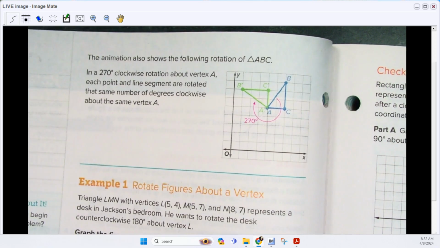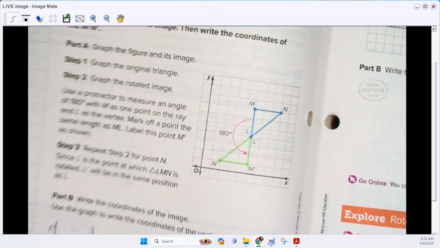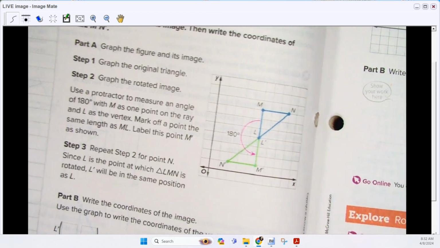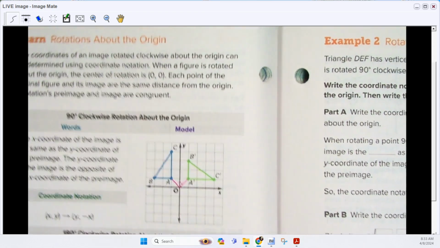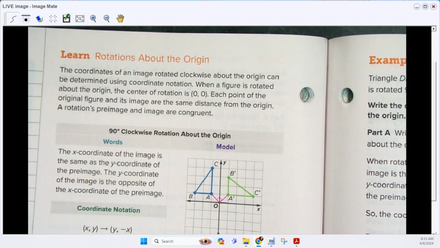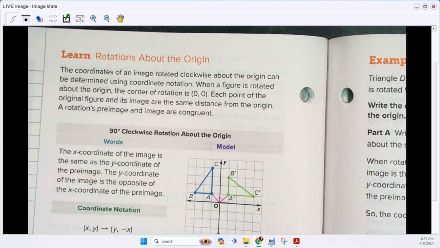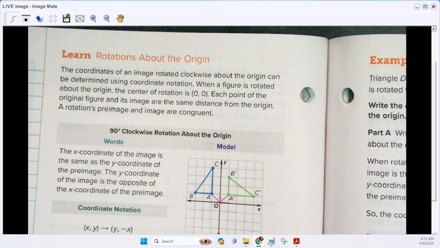We are not going to be doing this work about different points. We're just going to be doing it around the origin. So we're actually going to skip over to page 458. The coordinates of an image rotated clockwise about an origin can be determined using coordinate notation, which we've been doing. When a figure is rotated about the origin, the center of rotation is 0, 0. Each point of the original figure and its image are the same distance from the origin.